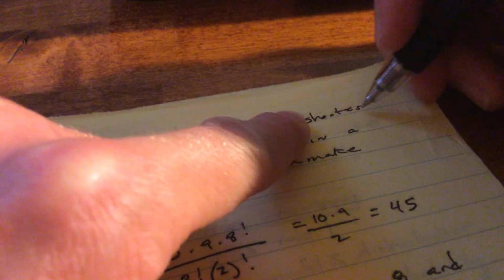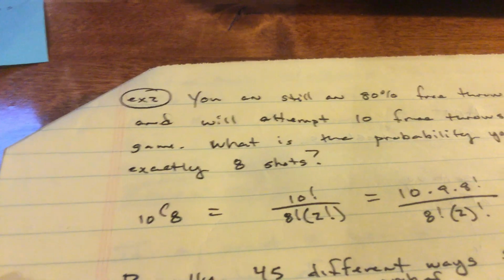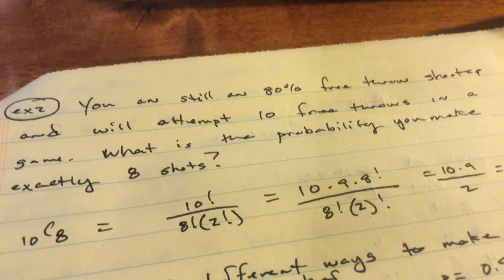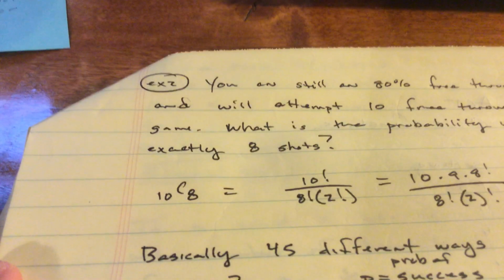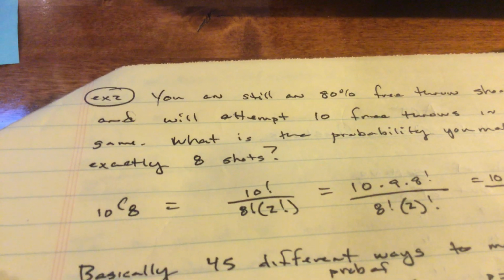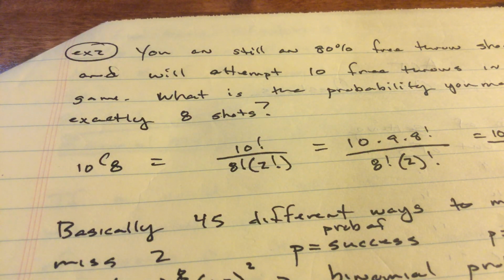Shooter, that is an R, believe it or not. And will attempt 10 free throws in a game? Holy cow. What is the probability you make exactly 8 shots? There's no way we would want to do this.